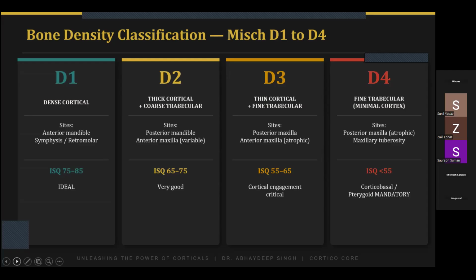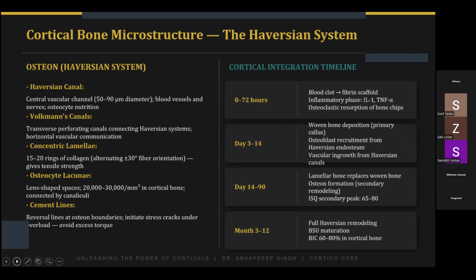So I think I have covered most of the cortical bone. This is a version system. We have all read about it. The woven bone that I've told you: in the initial 72 hours, there is blood clot formation, there is a fibrin scaffold, the inflammatory phase starts, and then the osteoclastic resorption of bone starts.